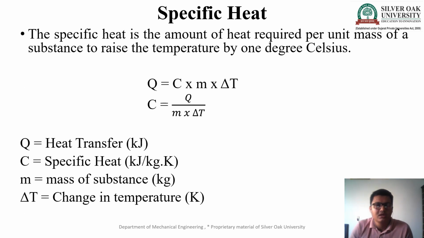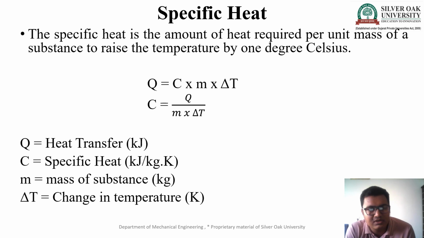Now we talk about specific heat. What is specific heat? The simple definition of specific heat is the amount of heat required per unit mass of a substance to raise the temperature by 1 degree Celsius. If I take one body whose temperature is 20 degrees, and I want to increase its temperature from 20 to 21, I need to supply heat energy to that body. Whatever amount of heat is required to increase the temperature of that body by 1 degree Celsius, from 20 to 21 degrees, is called the specific heat.